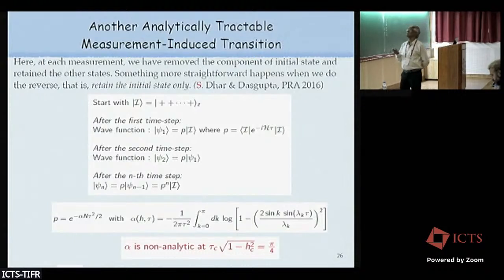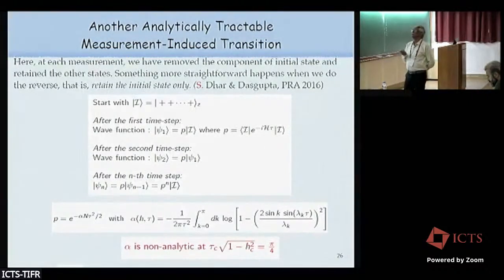So this was our 2016 paper. I have written it in red because this is not a Dhar, and if somebody finds a mistake here, poor Dhar is not responsible. It is some other Dhar.